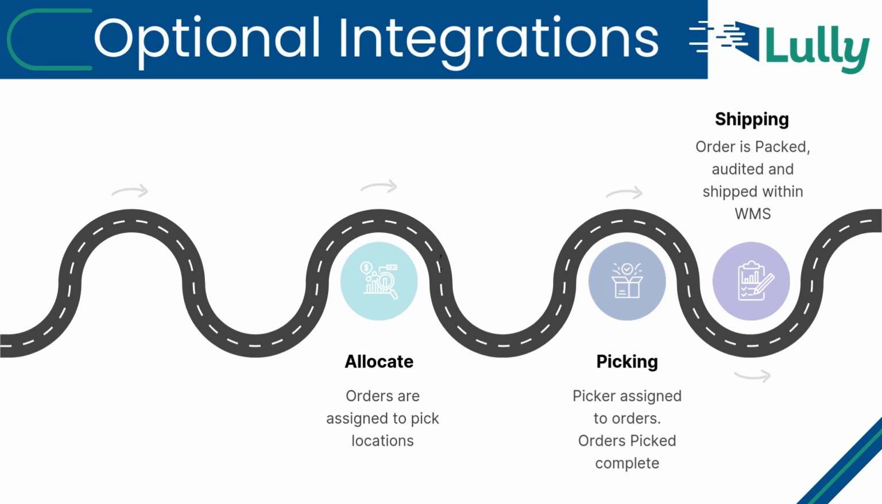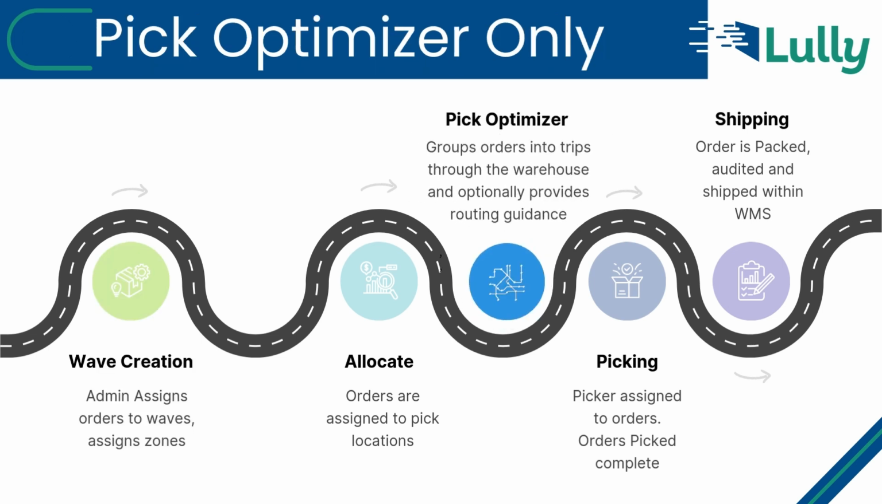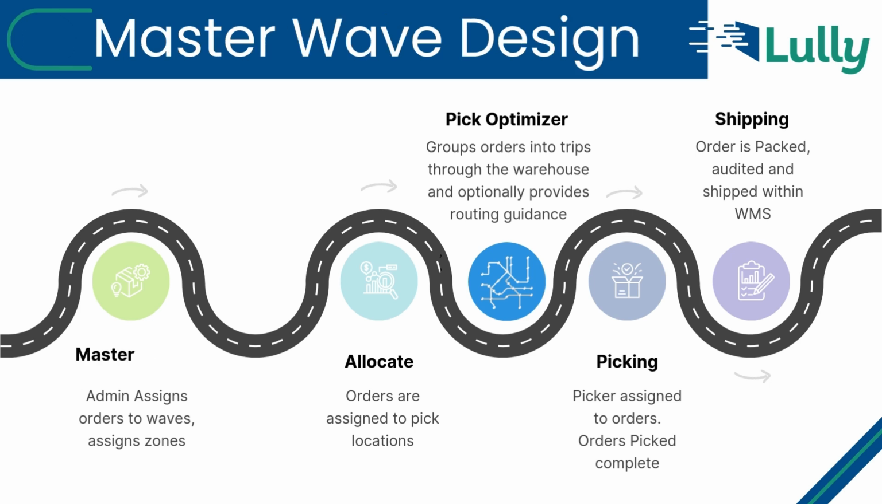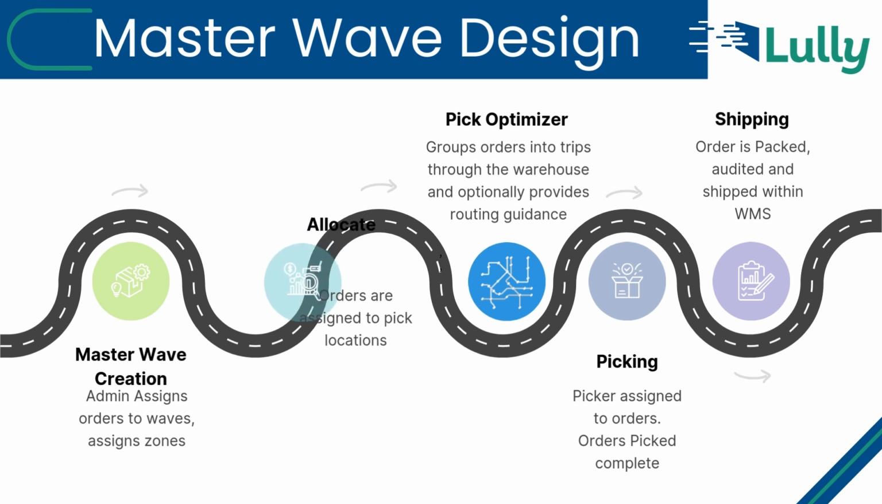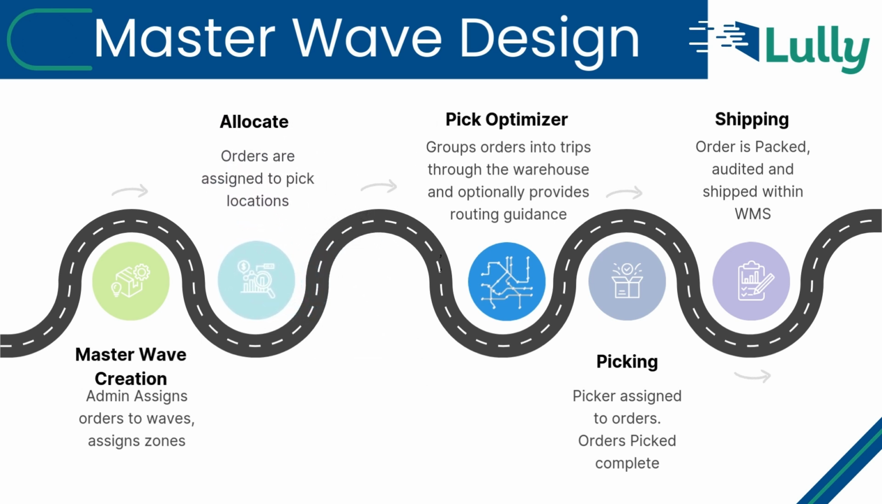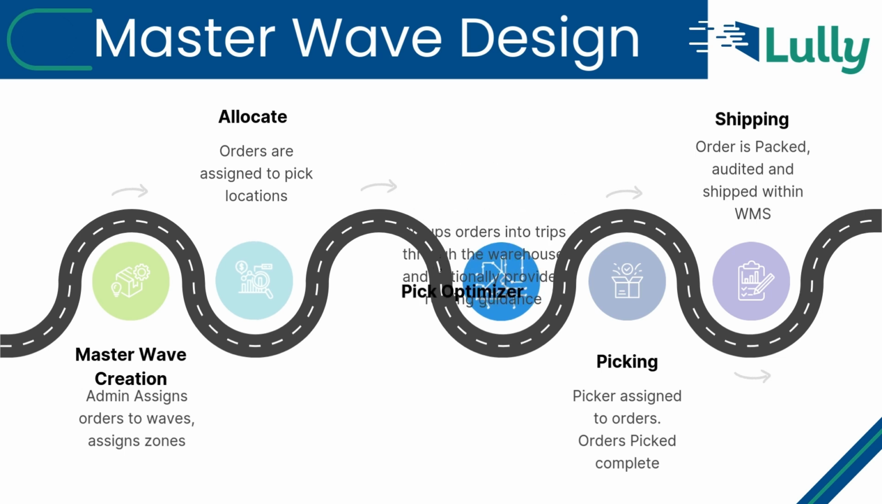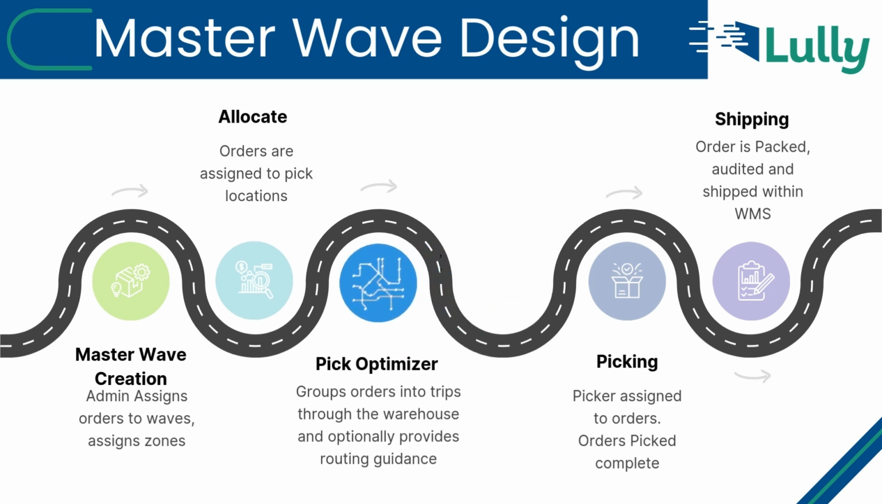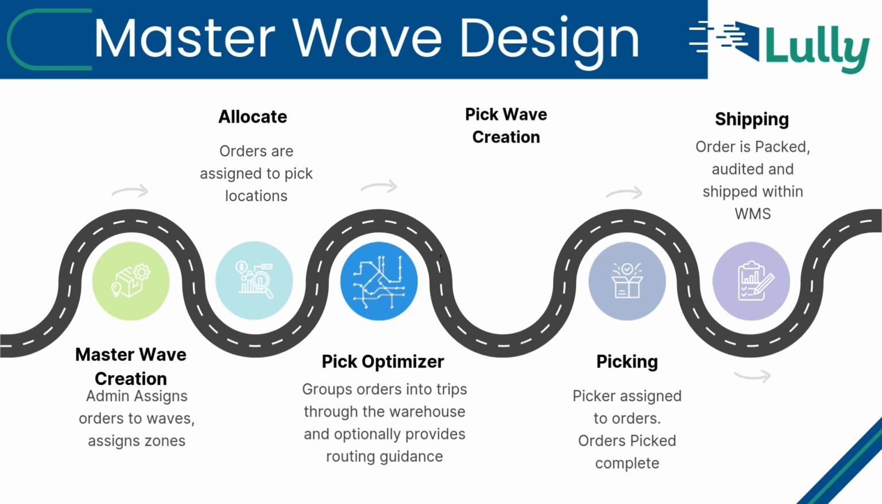When implementing Pick Optimizer only, there are two primary approaches. First would be to continue leveraging the manual waving process and insert Pick Optimizer between the allocation and picking steps. The other common approach to using Pick Optimizer on its own is to create much larger waves, known as master waves, before making requests to Pick Optimizer, and then upon getting the solution back, breaking the master wave into smaller pick waves.